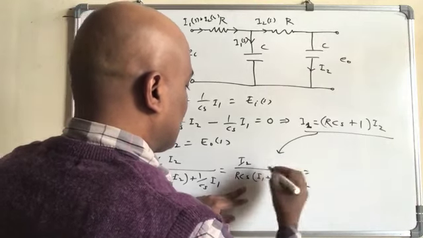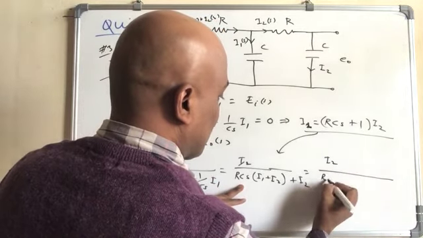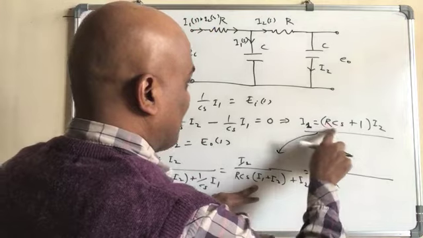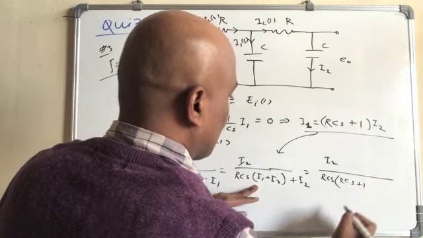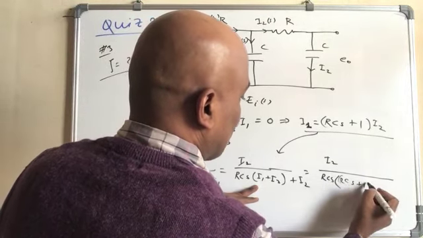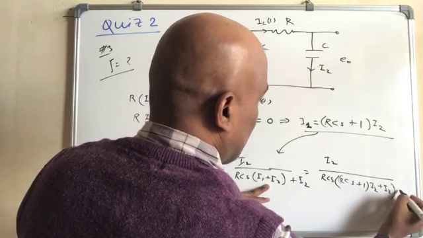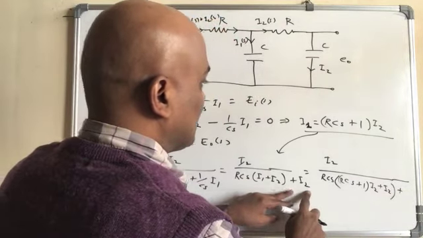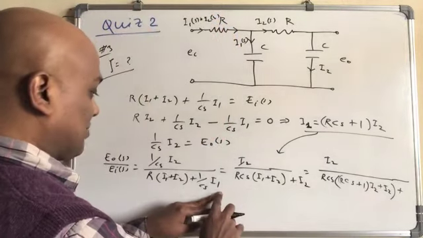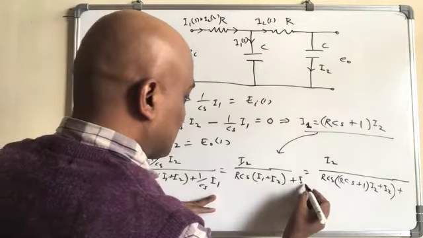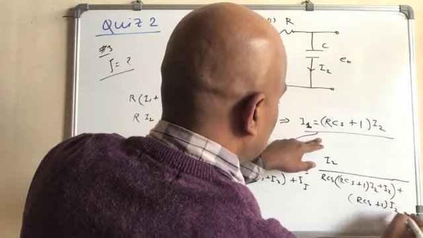And what do we get? We get I2 over RCs multiplied by I1, and I1 is this now, so we write RCs plus 1 multiplied by I2, then plus I2 again. Here it is I1, so this is not I2, this should be I1. So we write it here also: this becomes RCs plus 1 times I2.